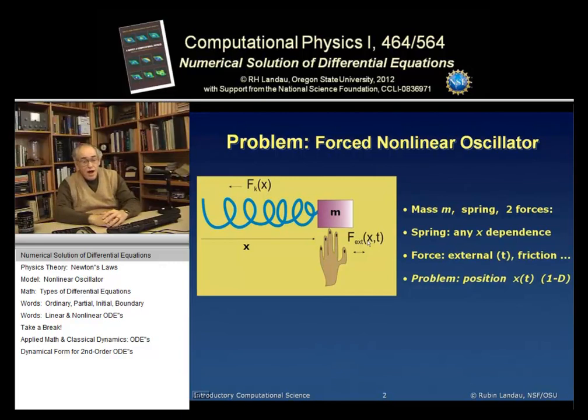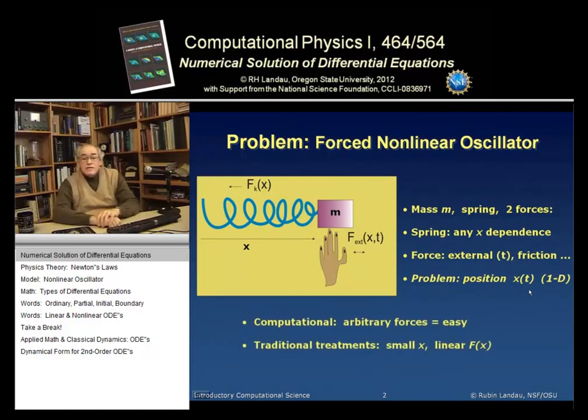Okay? And your problem is, assume this is a one-dimensional problem, so it's not as hard as it could be, and then solve for the position x as a function of time. That's your problem. Okay? So that's not very hard to do. What's interesting here is that when we do this problem computationally, we can solve an arbitrary force just as easy as a well-known simple force.